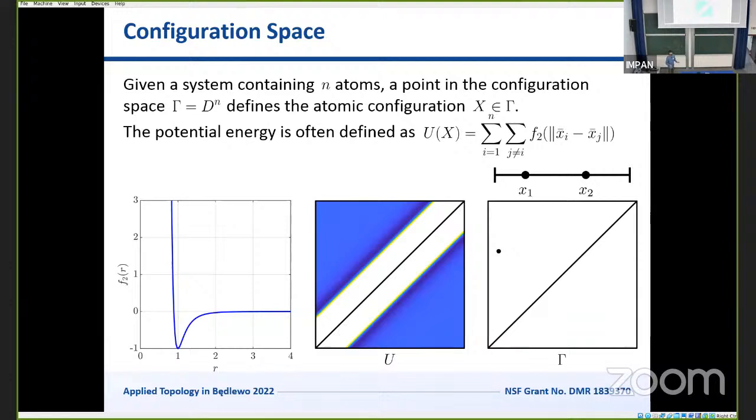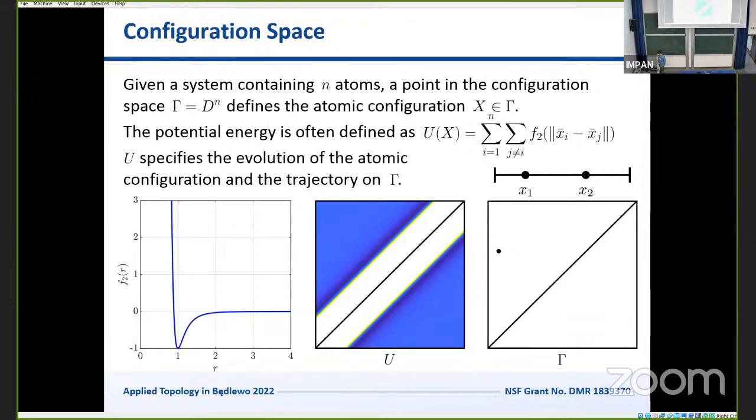So now you see that there's this band of extraordinarily high energy right here on the diagonal of my configuration space because the atoms don't want to touch each other. Right, and so I said this before, that U, along with the initial conditions, completely specifies the trajectory of my atomic configuration. So this, again, is a completely deterministic system, which is a little bit of a lie, because we do all kinds of things to make it non-deterministic, but in principle, in the simplest case, it's deterministic.